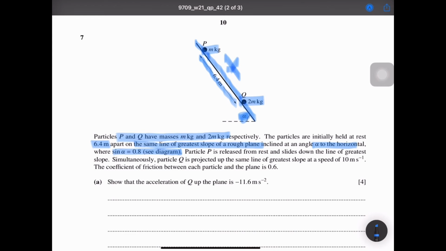The particle Q is projected up the line of greatest slope, going in the upward direction, with a given speed. The coefficient of friction between each particle and the plane is 0.6. Our target is to prove that the acceleration of Q is minus 11.6 meters per second squared.